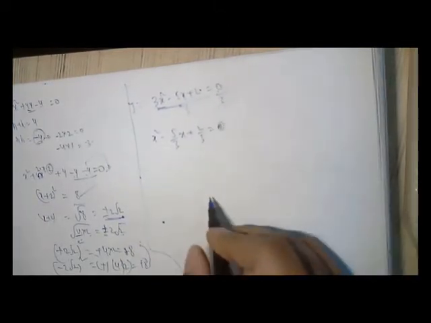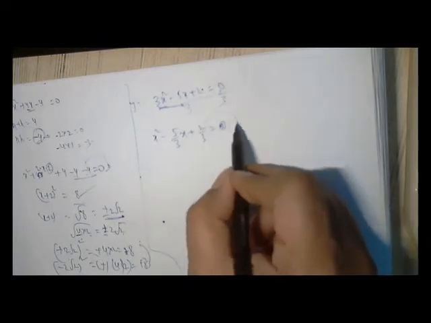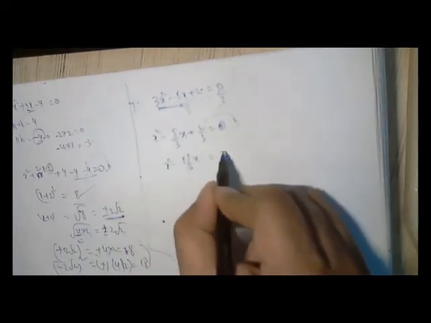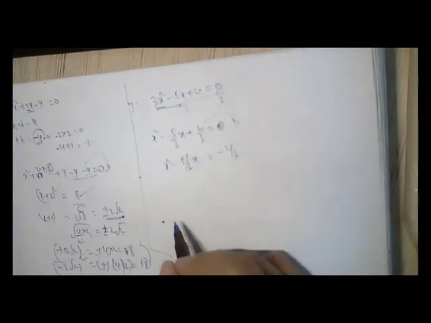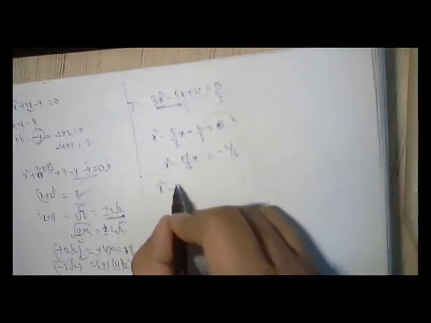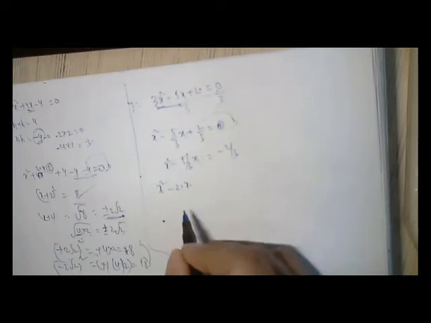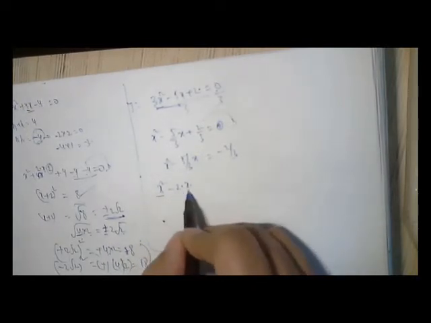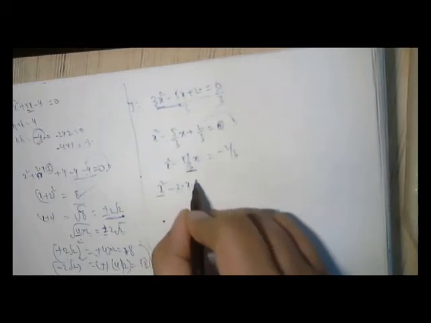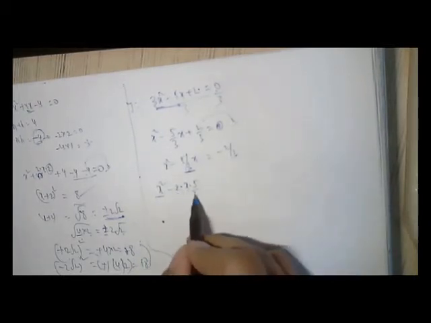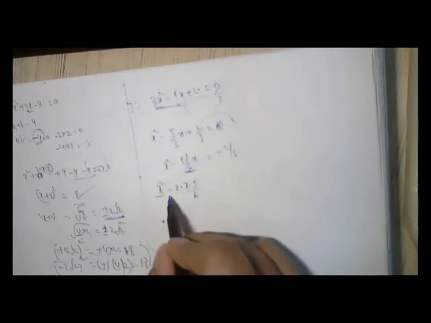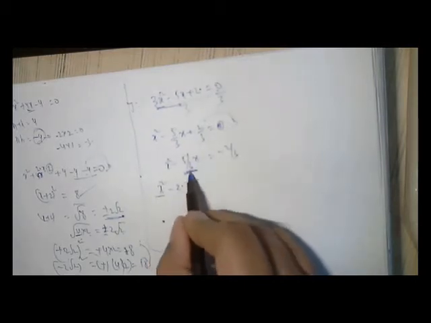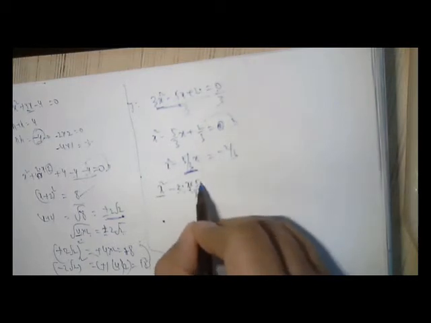0 divided by anything is 0. So this 2 by 3 I am taking to the other side: x square minus 5 by 3x is equal to minus 2 by 3. Now x square minus 2 into x into b, because 2 into a is x. Now what is b? B should tally with this 5 by 6, because 2 times 5 by 6 is 5 by 3x. The value remains the same, but I'm converting it into 2ab. So this is my b now.